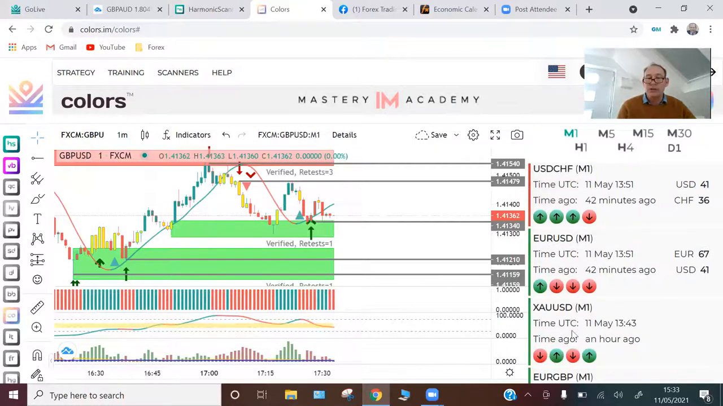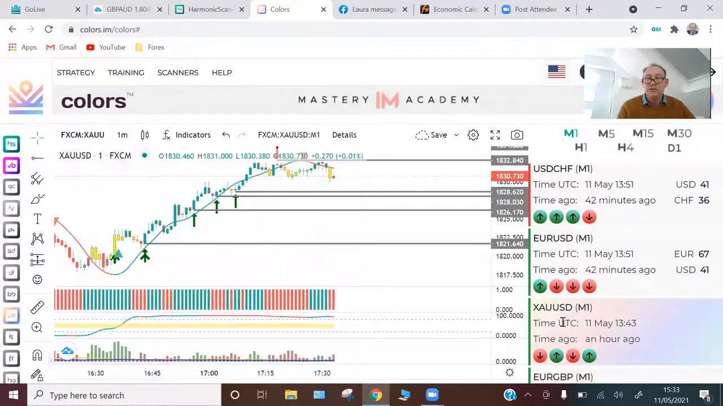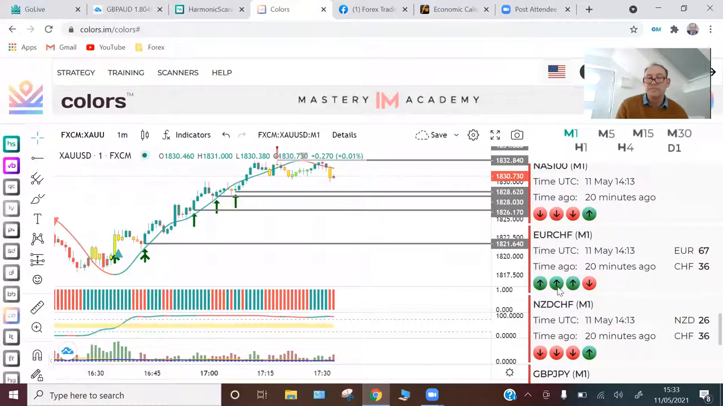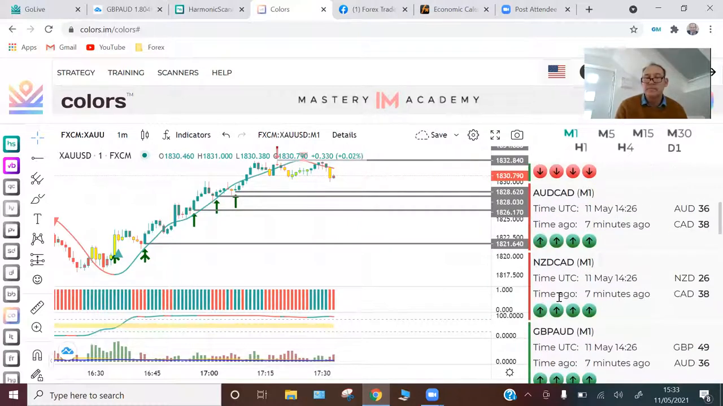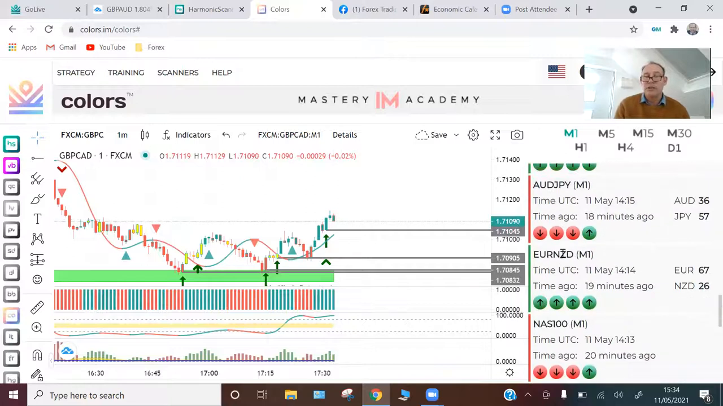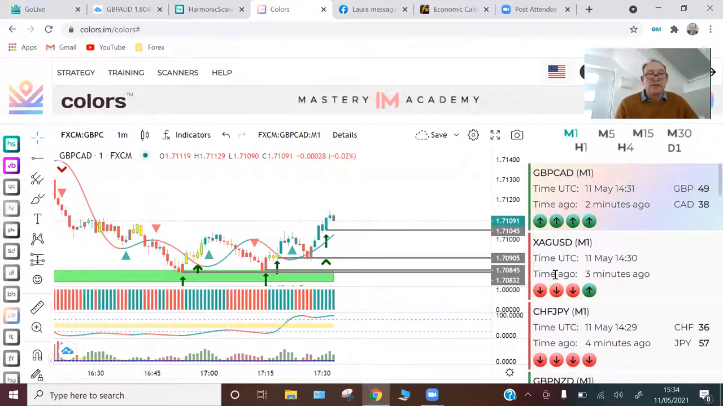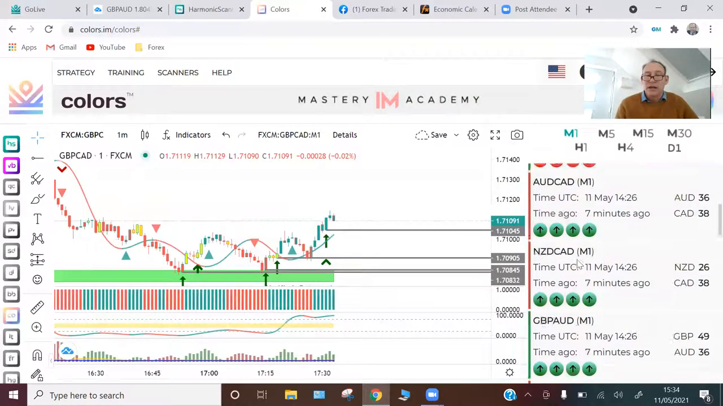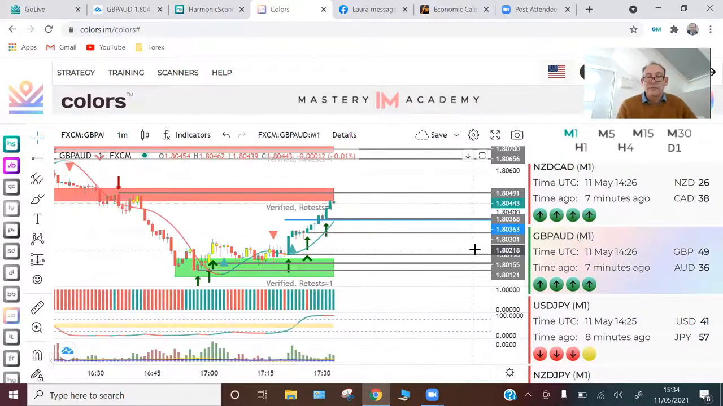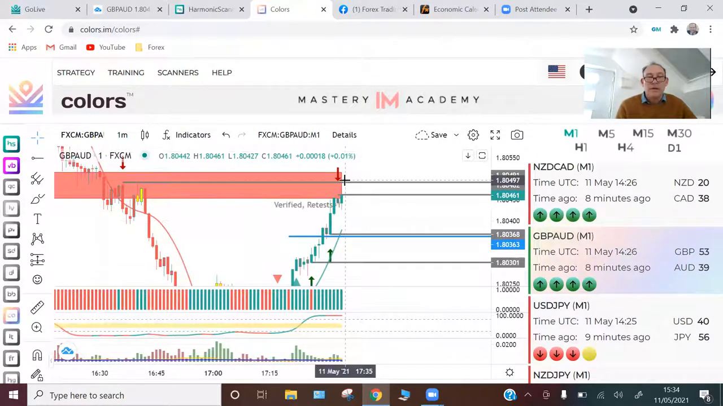Now, at the moment, it looks like Great British Pound and AUD is moving really fast. Great British Pound card as well has moved up. But Great British Pound AUD, that's the one that's been really pushing. Can't find it now. It's disappeared from here. I can go on. There it is. Yeah, it's pushing up. You see the line where we marked it? It's pushing up even more.